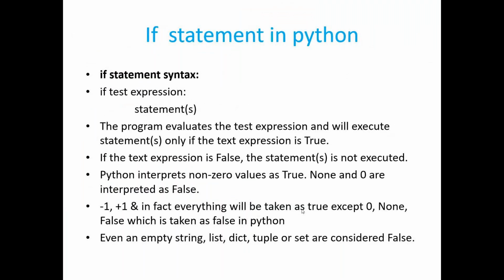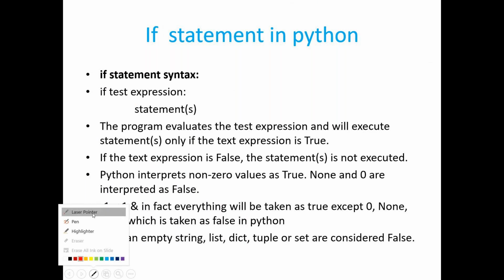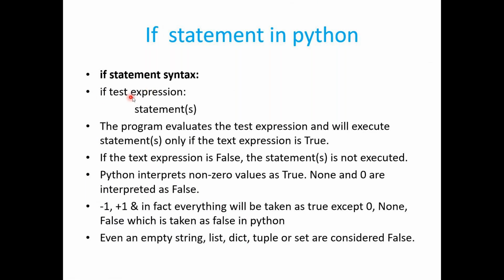Now let's talk about if statements in Python. So first, it's better to understand the syntax of the if statement. If test expression, and if this test expression is true, only then the statements within the if block would be executed. So if the test expression is false, the statements would not be executed. Python interprets non-zero values as true, None and zero are considered as false. One interesting thing in Python is even the negative numbers are also considered as true, such as -1, -10, etc. All those are considered as true.